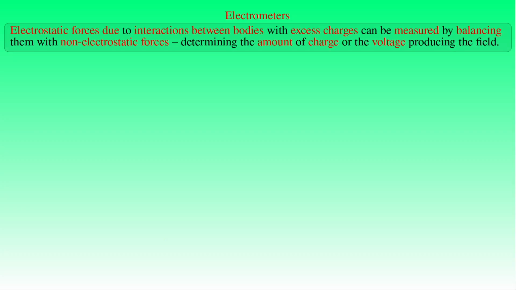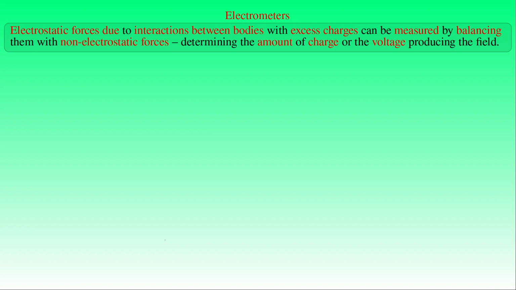Thomson's absolute electrometer is a specimen of a broader class of devices, where electrostatic forces due to the interaction between bodies with excess charges can be measured by balancing them with non-electrostatic forces. As a result, the amount of electric charge or voltage producing the electrostatic field can also be determined. A measuring device based on this principle is called electrometer, which is the version of electroscopes allowing one to perform quantitative measurements of electric charge.